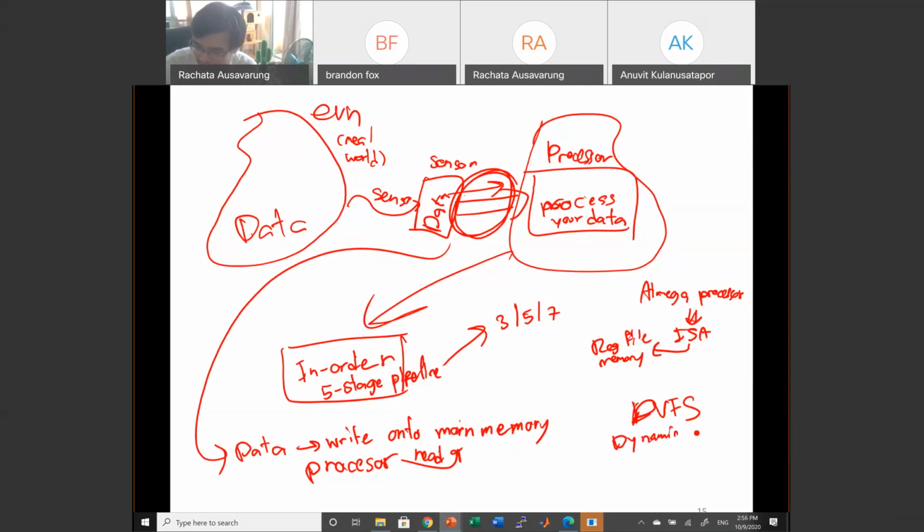DVFS, dynamic voltage frequency scaling. What it does is, let's say you buy a 3.4 gigahertz processor. You can actually operate that at a 3.4 gigahertz clock. But nowadays the CPU has the ability to change the frequency to make it faster or slower, and to change the voltage from, say, 1.5 volts to 1.2 volts. These things impact energy consumption. Think about it this way.